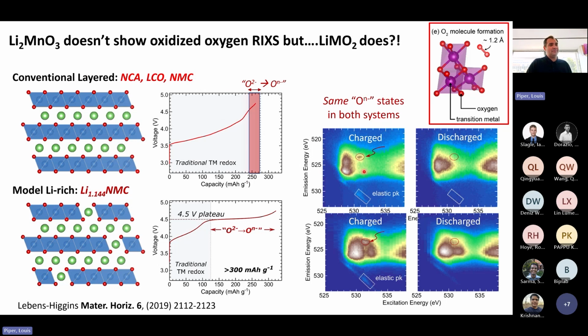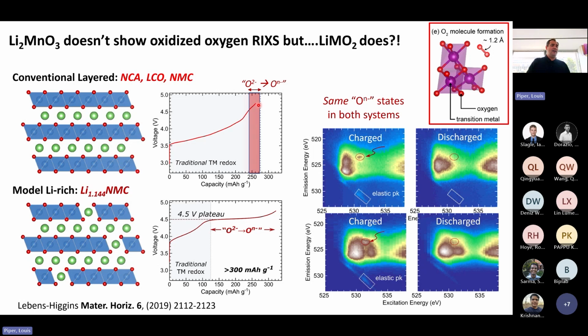We always see this same loss feature here, corresponding to an enhancement of elastic peaking. So this is showing us on resonance. We always see this feature at the same energy when we're in the charge state, and then we lose it in the discharge state. And this had been fingerprinted as a sign that you have O2 molecules in your system. And what we found is that when you go to very high voltages, you would see it in all of the layered systems.